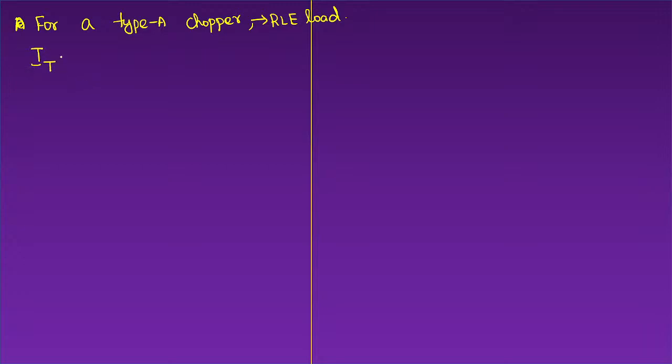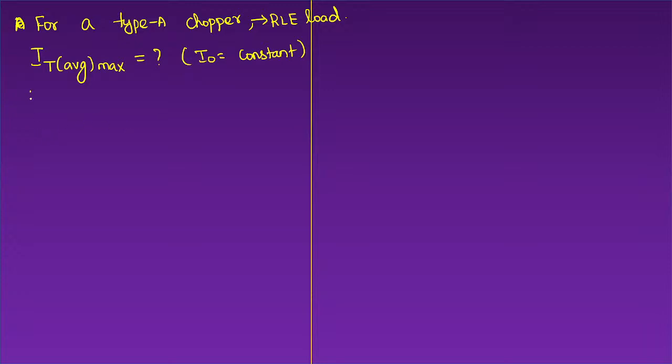So we have to calculate the maximum average value of the thyristor current. If the load output current is constant, when output current I0 is constant, then what can be the expected average value of the thyristor current in case of type A chopper circuit? That is the question. Okay.